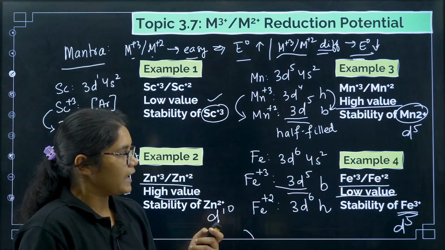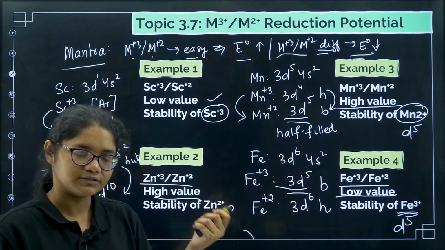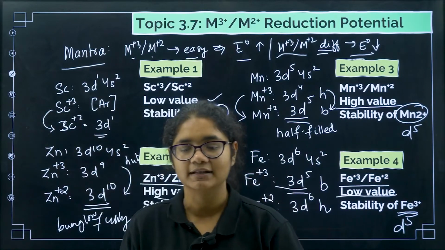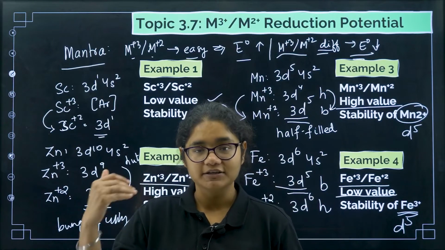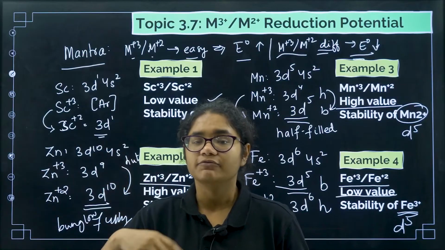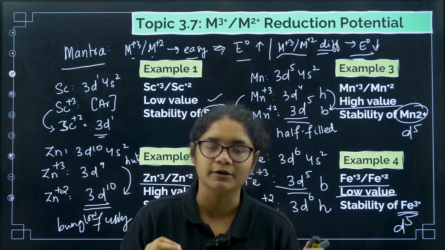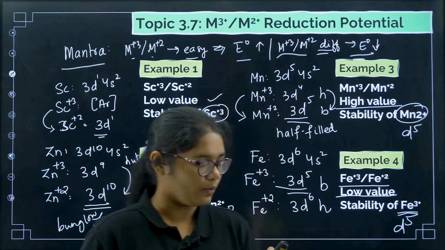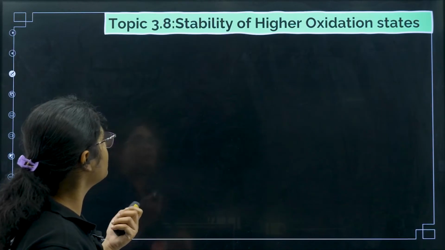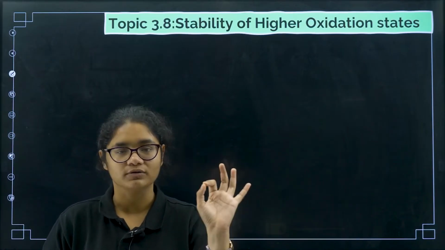Clear? I hope this part is very clear. Examples are clear. Once again, let's tell the mantra. If the reduction from plus 3 to plus 2 is easy, the E0 value will be high. If the reduction from plus 3 to plus 2 is low or very difficult, the E0 value will be low. Clear? Okay. Now coming to the next, that is 3.8, stability of higher oxidation states.